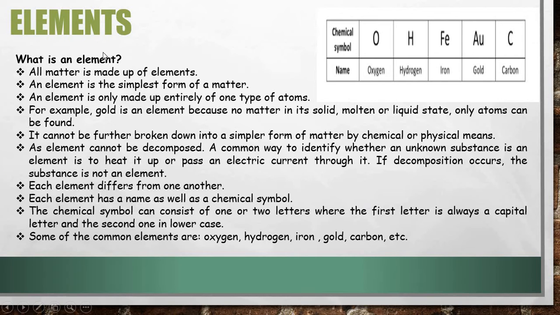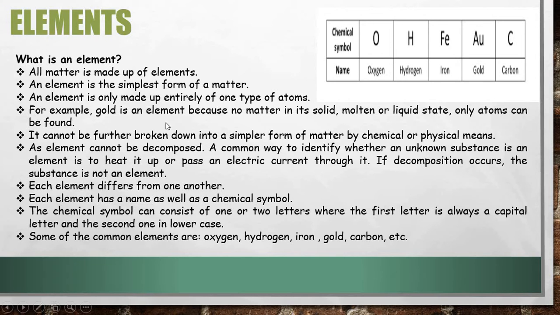Let's go one by one. Elements. So what is an element? All matter is made up of elements. An element is the simplest form of matter. An element is made up entirely of one type of atom. For example, in this diagram, oxygen is only made up of O atoms. Hydrogen is H. Iron is Fe. Gold is Au. Carbon is C. We call these elements.